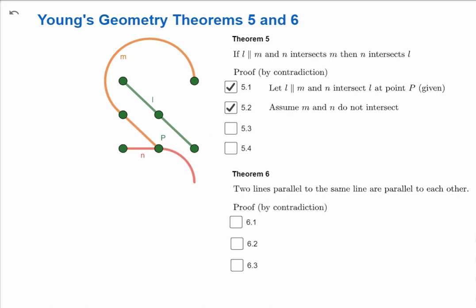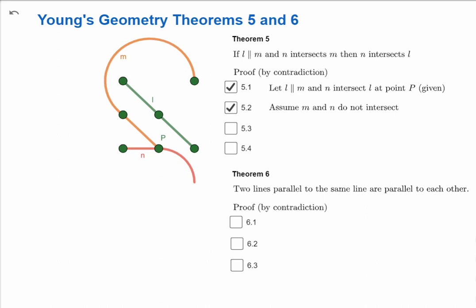So here's where we're going to get the contradiction, right? Assume that N and L don't intersect. All right, that N tails off there and never intersects L anywhere. Well, can you see the contradiction? If you can't, you should pause the video for just a moment and see if you can find the contradiction.